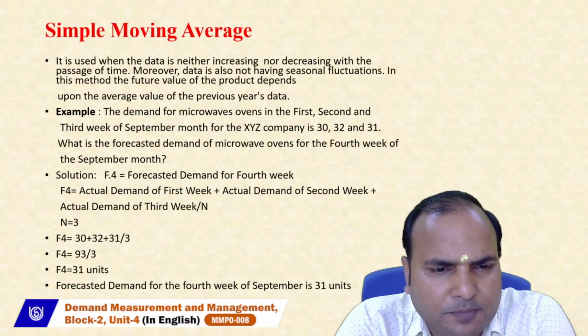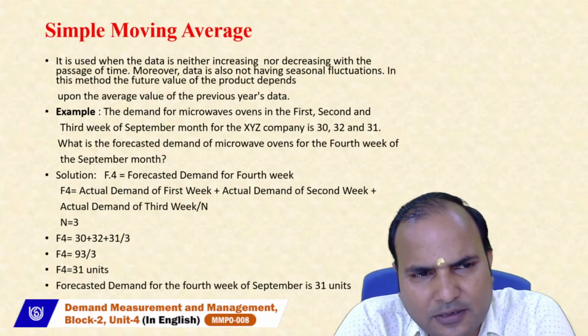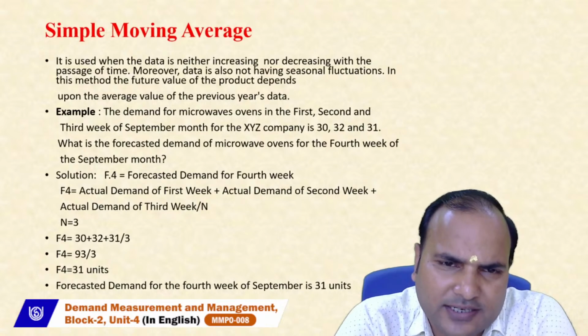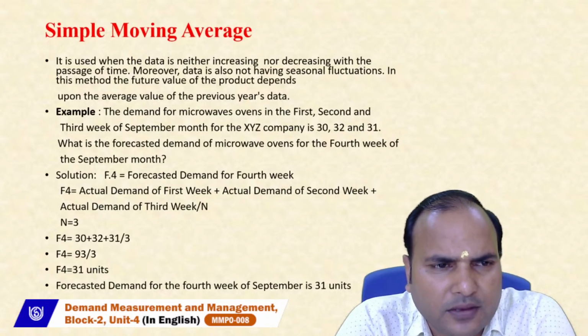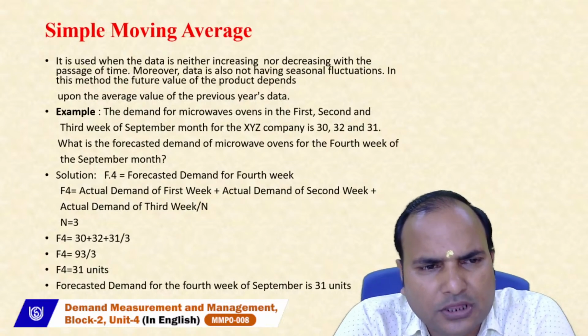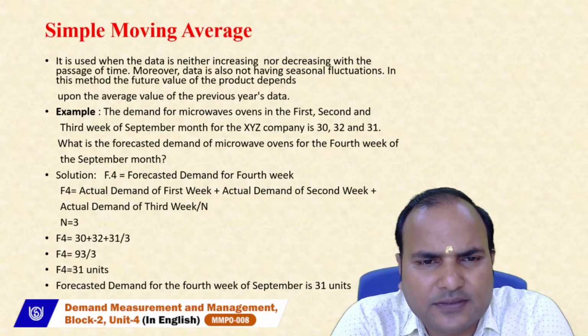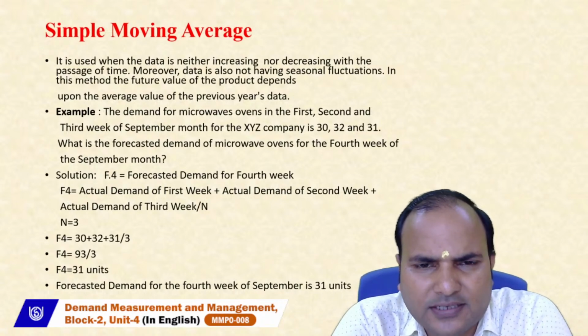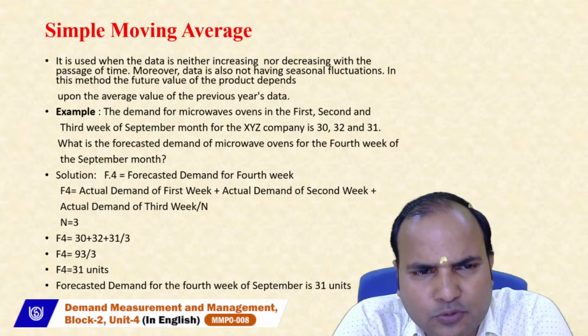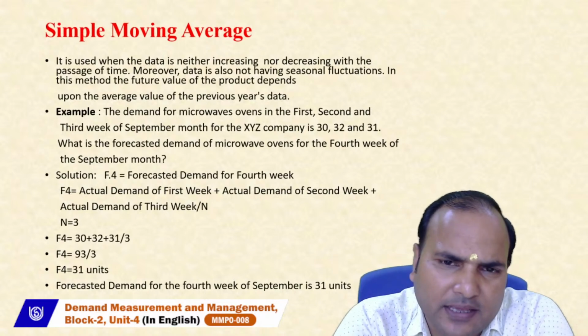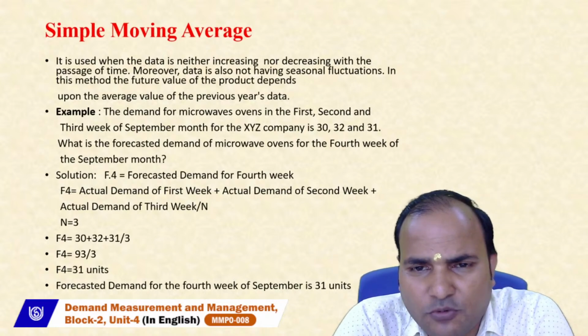I am discussing one practical example, please listen and understand. For example, the demand for microwave ovens in the first, second and third week of September for XYZ company is 30, 32 and 31.